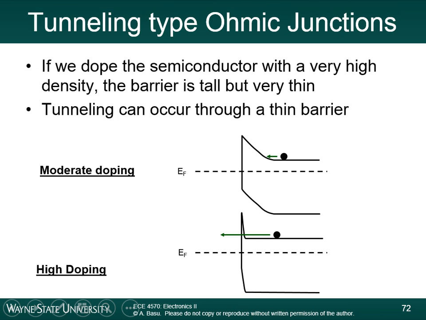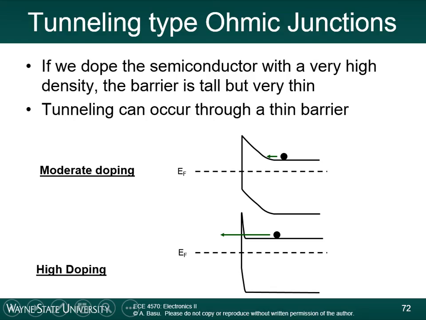Why does it do that? Well, these are called tunneling type contacts. If you have moderate doping, let's say you have an N-type Schottky barrier, okay? So we've already seen what this looks like. There's a barrier here like this that prevents an electron from going back and forth between the two sides. If you were to dramatically increase the doping and dope this N side very, very highly, then the band diagram will actually look something like this.